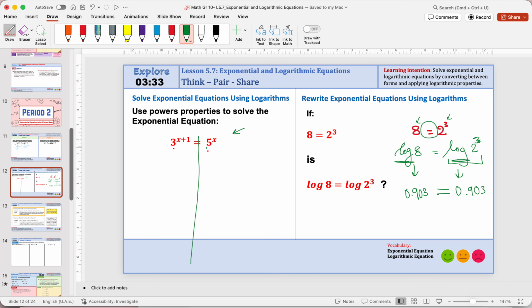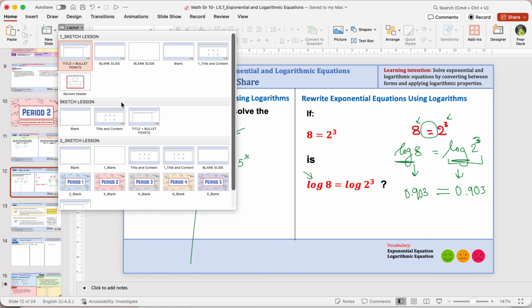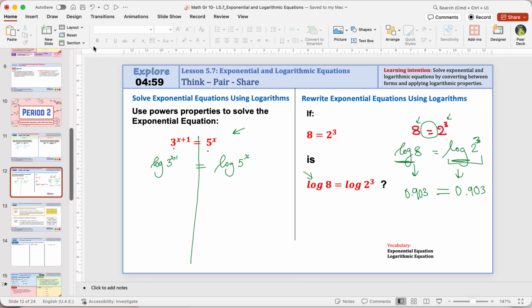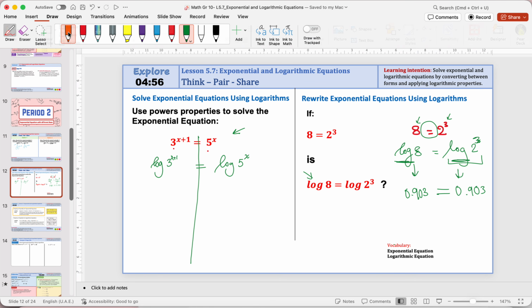If you can see here, I have 5 and 3. They are different bases and there's no way they're going to be the same base. What can I do? Use this property, which is take logs of both sides. So take log of 3 to the power of x plus 1 and log of 5 to the power of x. Now after you took log of both sides, there is a very nice property in logarithms that we will keep on using in such problems, which is called the power property in logarithm.